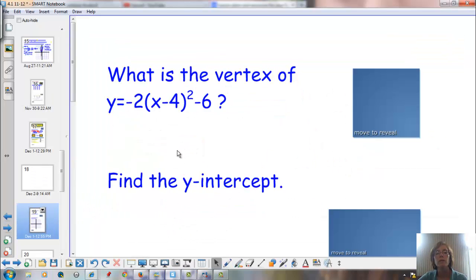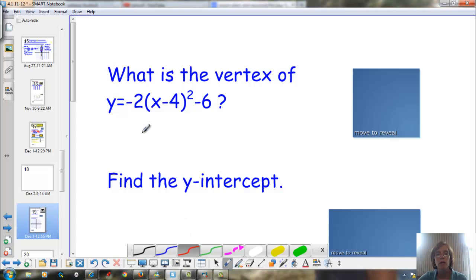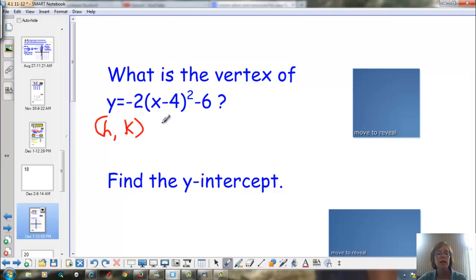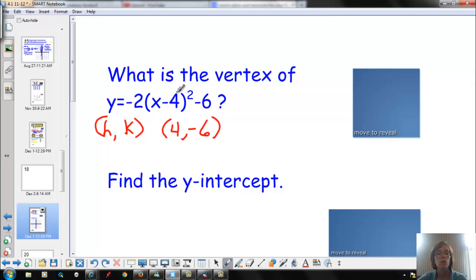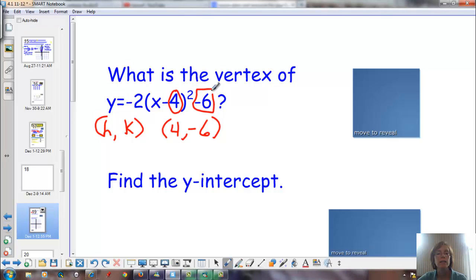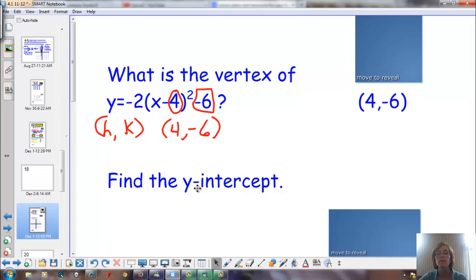Alright, so what would be the vertex of y equals negative 2 times x minus 4 quantity squared minus 6? So you are looking to say, what is my h comma k? So the h comma k is going to be 4, negative 6, because what's being subtracted from the x is 4, and what's hanging around on the outside is negative 6. So the vertex here is going to be 4, negative 6.